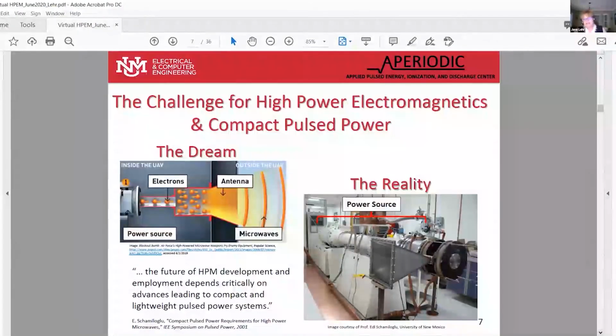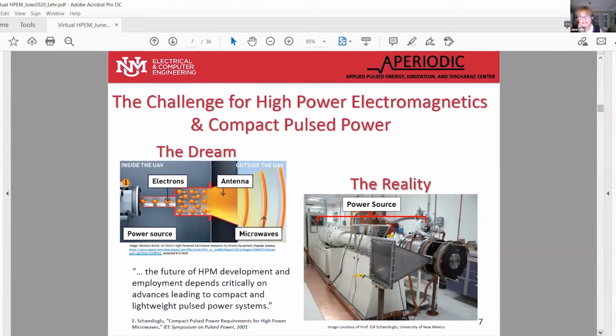So the challenge now for pulse power, particularly for high power electromagnetics, is that we have this dream where we can have very high powers in very small packages. We can use these for protection and in any number of ways: medical applications, agriculture. And it all goes back to getting these into very small sources and making it safe, making it usable for a consumer.